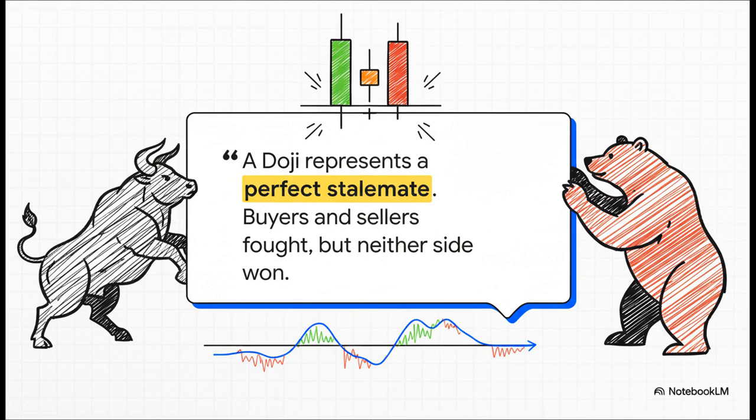A doji is like a yellow flag in a race. It doesn't mean the trend is over, but it's a clear warning that it's losing momentum, and you need to pay very close attention.